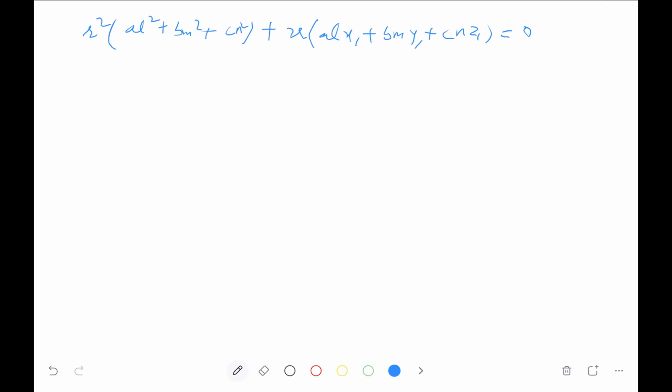So this is the required condition that the plane lx plus my plus nz is equal to p may touch the conicoid, and we can have the point of contact also, that is x1, y1, z1, that is l upon ap, m upon bp, n upon cp. So this is the point of contact also.